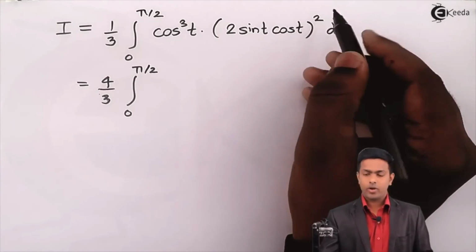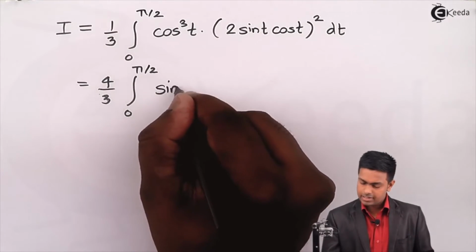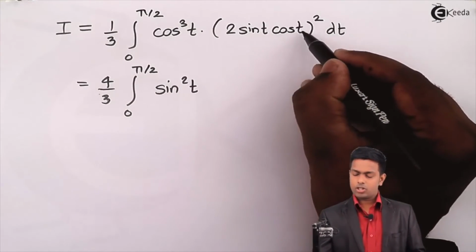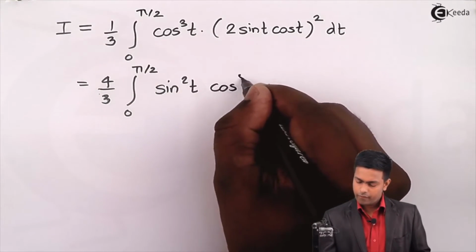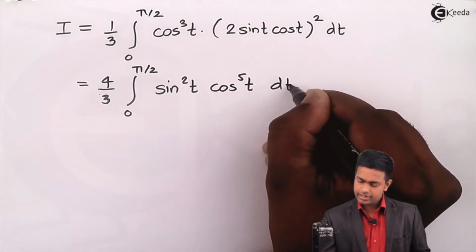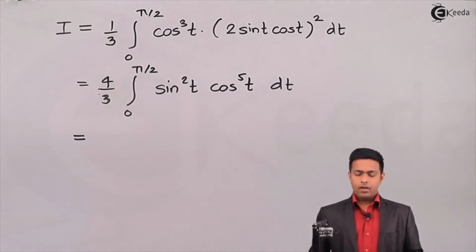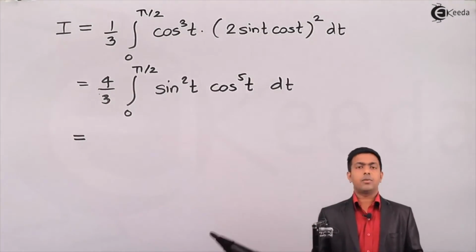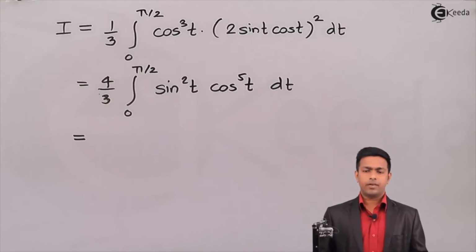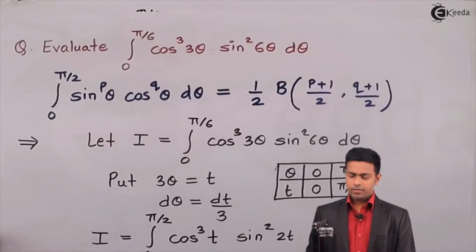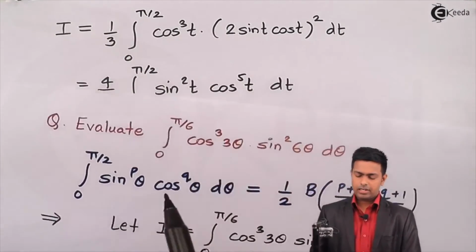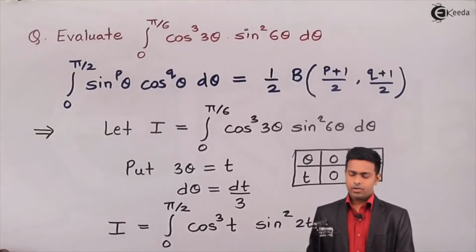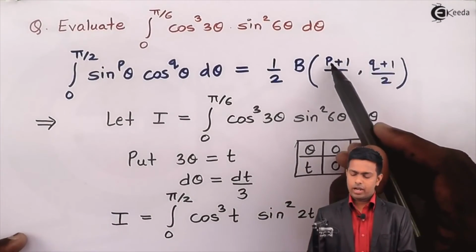Next, sine square t, so it is as it is. Here we'll get cos square t into cos cube t, that is cos raised to 5t dt. And now guys, we'll solve this integration by the definition of beta function. So here we have the value of p as 2 and the value of q as 5. So let's substitute 2 and 5 over here.